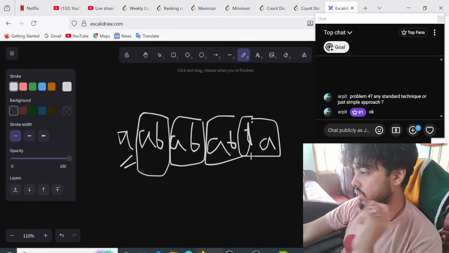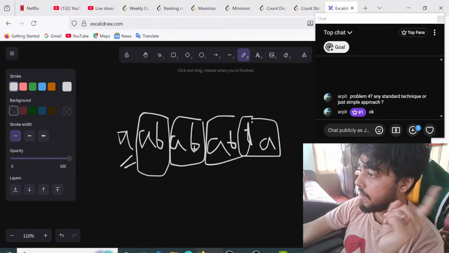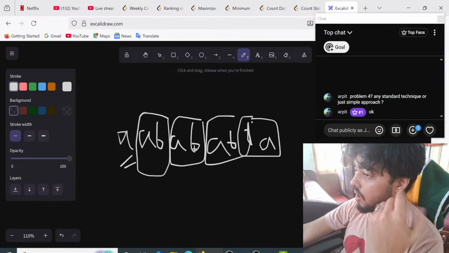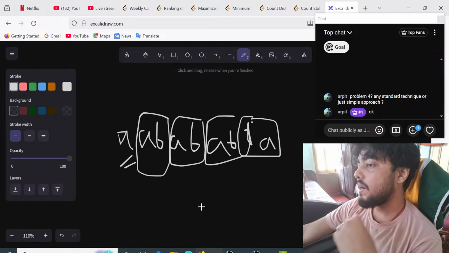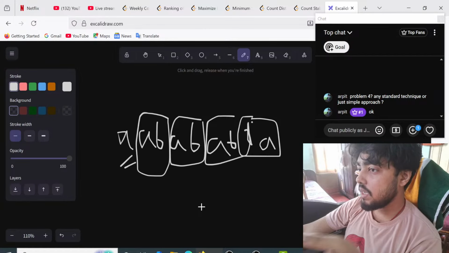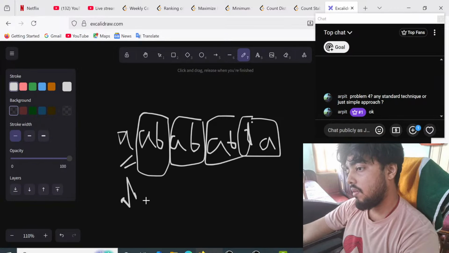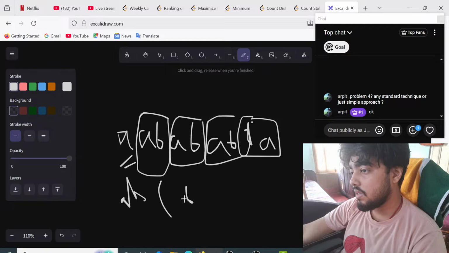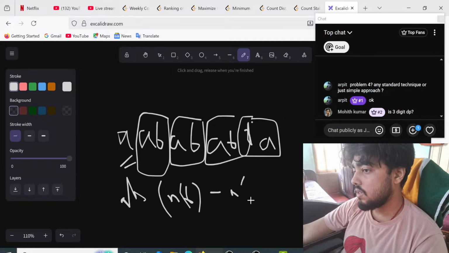In simple terms, you have to find the number of A's that can't be paired with B, or the number of B's that can't be paired with A. But in even simpler terms, it is the absolute value of the number of B's minus the number of A's. It is not digit DP. This is what I'm telling you about the solution.